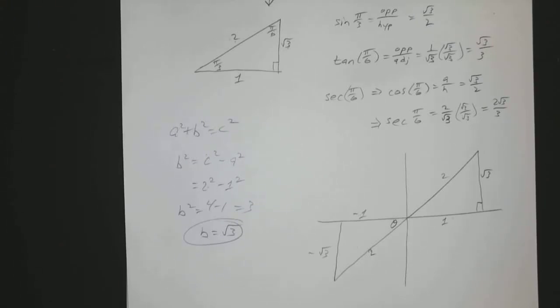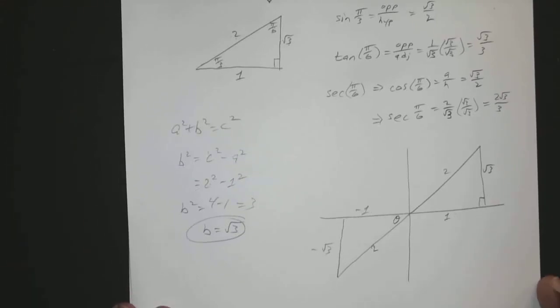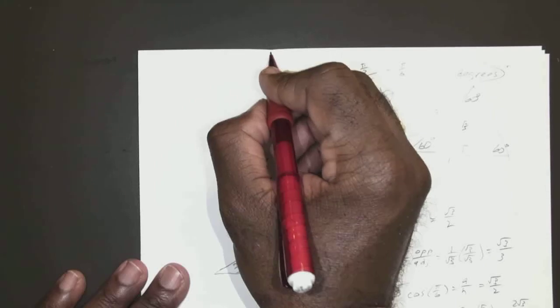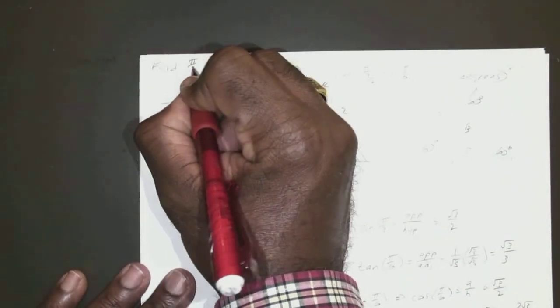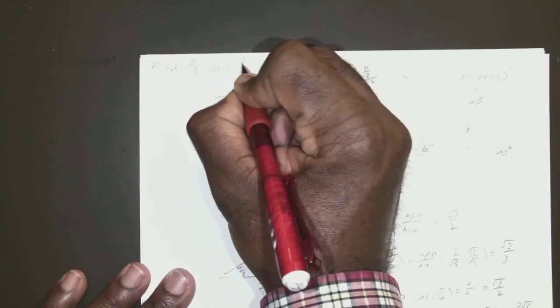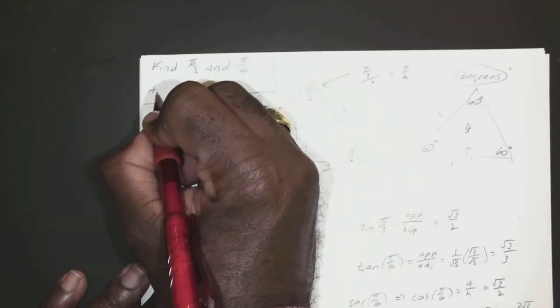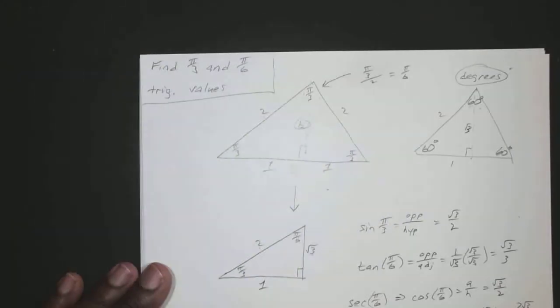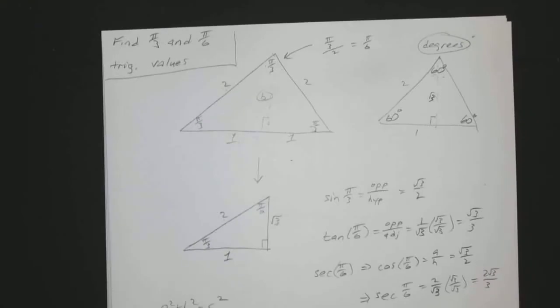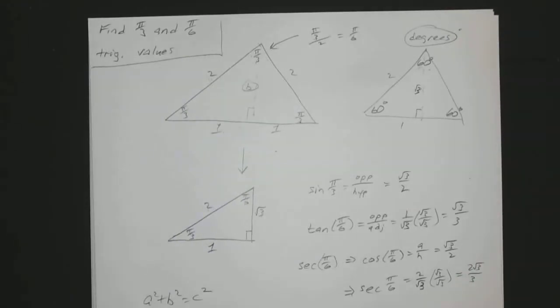Like I said, this is just the find for the pi over 3 and pi over 6. And I'll write that at the top. Find pi over 3 and pi over 6 trigonometric values. Okay. Now the only difference for pi over 4 is that instead of having a triangle where it's 2, 2, 2, it'll be 1, 1, 1.